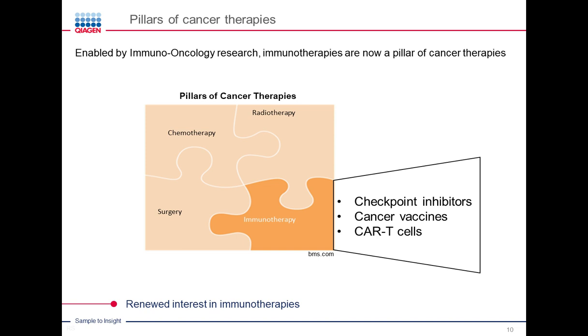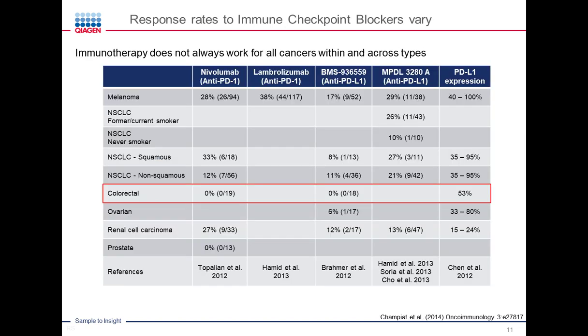But before I get into this, we now know that immunotherapies are basically a pillar of cancer treatments. Traditionally, cancer has been treated with chemotherapy, radiotherapy, and surgery. But now immunotherapy is one of those pillars of cancer treatment, and they come in different flavors. I've only spoken about checkpoint inhibitors like Yervoy that blocks the interaction between CTLA-4 and its ligands, but there are other types of immunotherapy such as cancer vaccines and CAR T cells, but I won't go into those in this presentation.